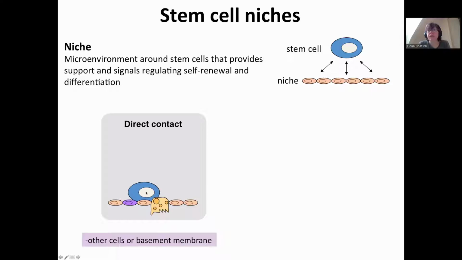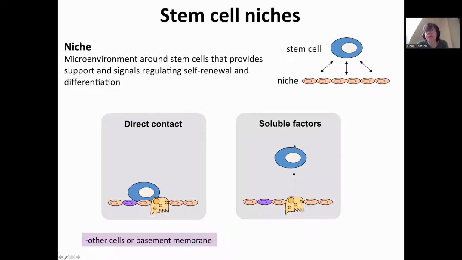So in this case, the stem cells directly contact niche cells, or for example, a basement membrane that's made up of complex extracellular matrix, and this can bind growth factors and present growth factors to the stem cells. The other kind of factors are when niche cells secrete soluble factors or diffusible signals, and these can then influence the stem cells remotely.